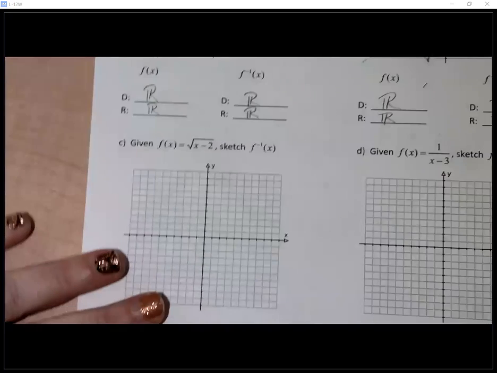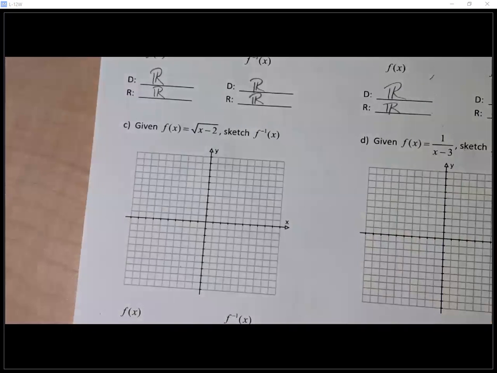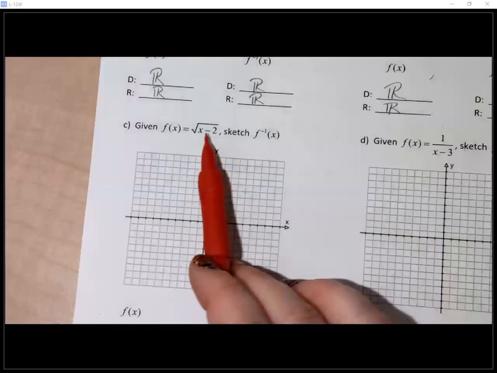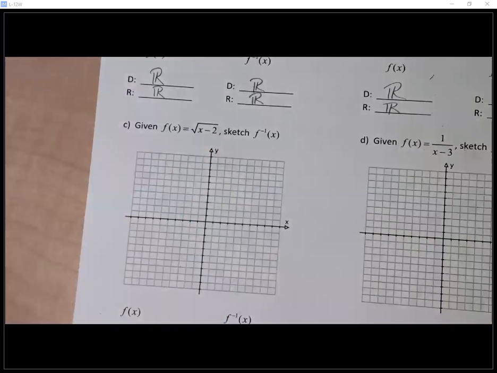So, square root of x minus 2. Remember what the parent function looks like. That's like that slug looking kind of thing. And what does a -2 in there with the x do to the whole thing? Shifts it to the right 2.